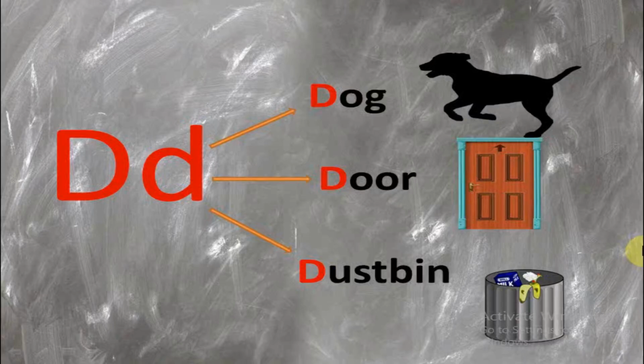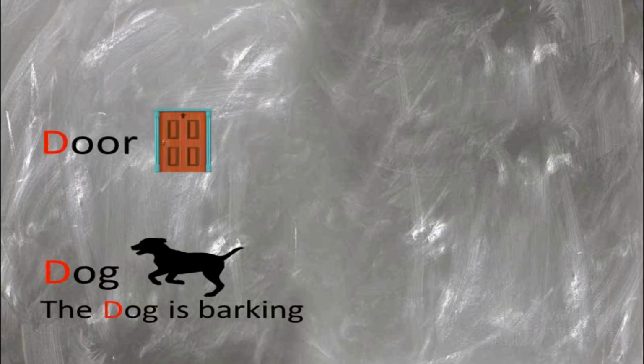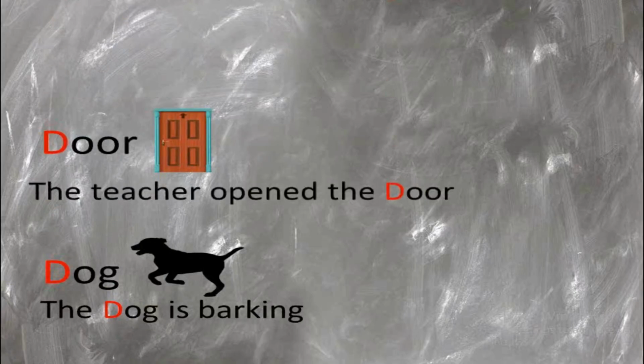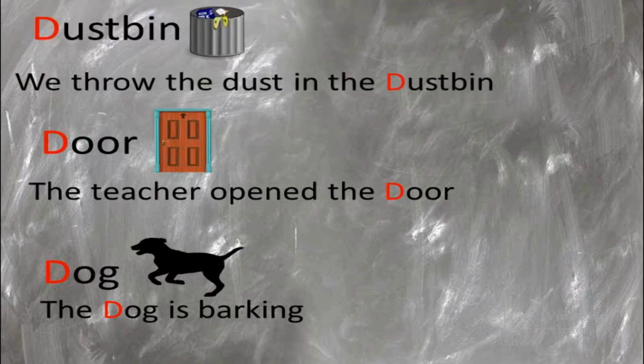D-O-O-R, and D for dustbin, we write it as D-U-S-T-B-I-N, dustbin. Now let's go and make them in a sentence. Dog. The dog is barking. For door. The teacher opened the door. Dustbin. We throw the dust in the dustbin.